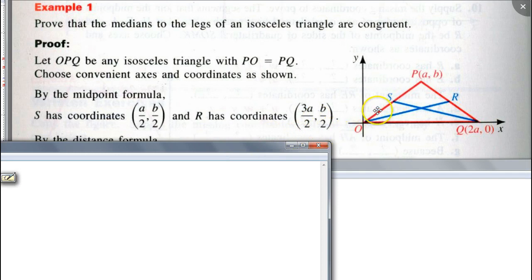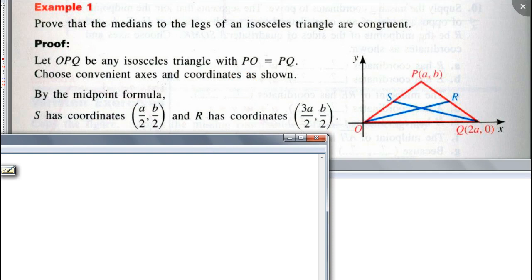Okay, look at S. Well, O is at (0, 0). So you just basically find the average of the x's and y's, and you get A over 2, B over 2. And then for R, if you look at P, the x-coordinate of P is A. The other is 2A. Add it together, divide by 2. Don't you get 3A over 2, and then B over 2? Okay, now that you see this, what could we have done to make this a little bit easier for ourselves? Everybody see what we could have done here? How about, okay, some of you see it. How about Leo?